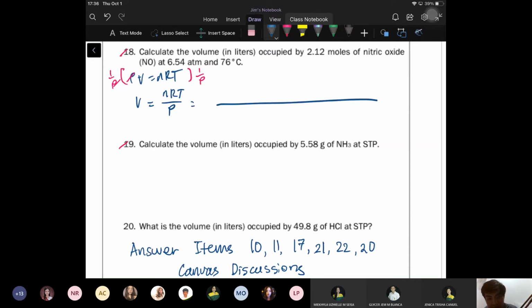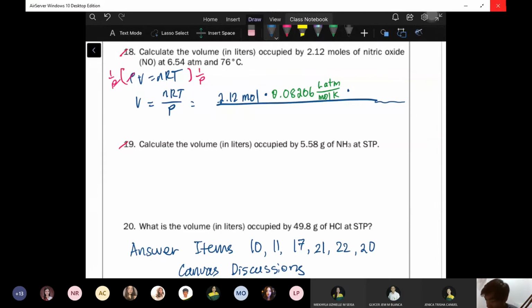N is the moles of gas, which is 2.12 according to the problem. R, ano yung R? Gas constant. The value of R is 0.08206 liter atmosphere per mole Kelvin. So, kabisaduhin yan. Ay, sa buhay pala. Times the temperature. Again, the temperature must be expressed in Kelvin. So, that's 76 plus 273.15, 349.15 now.